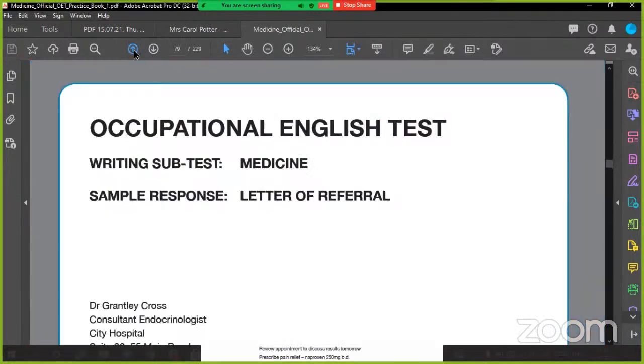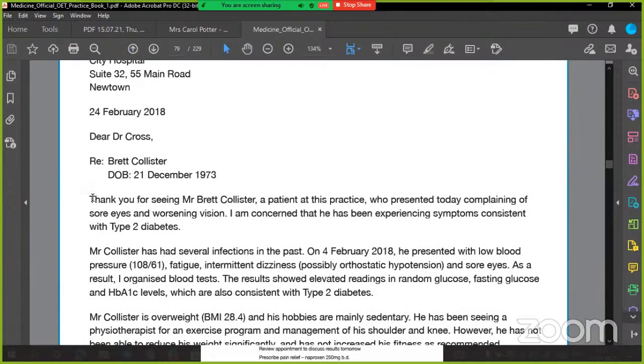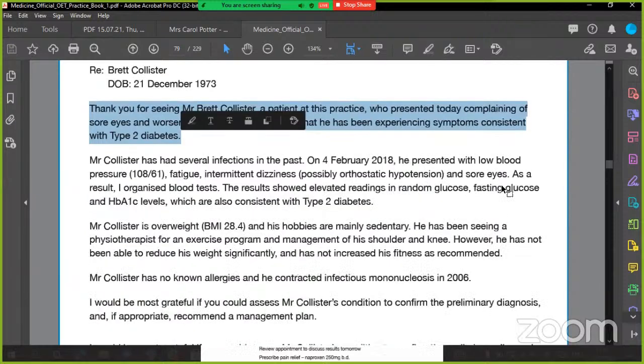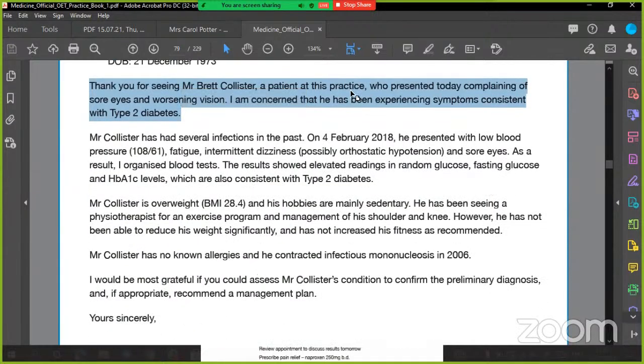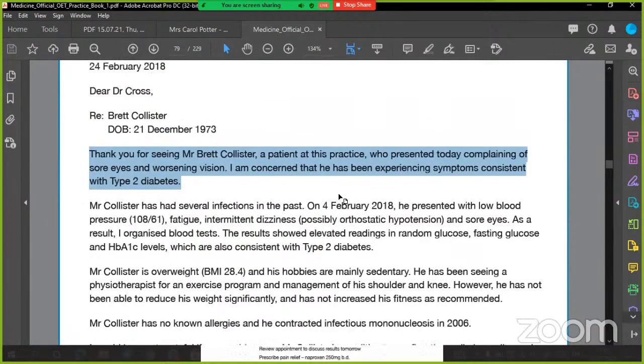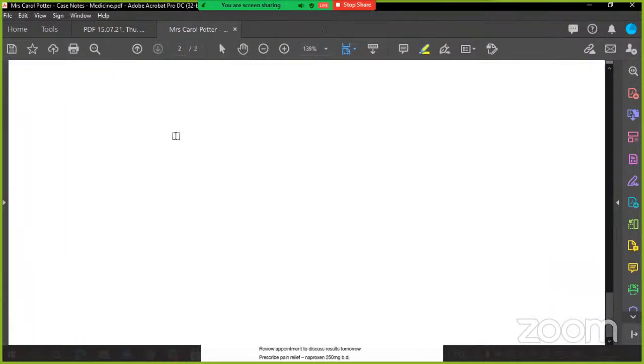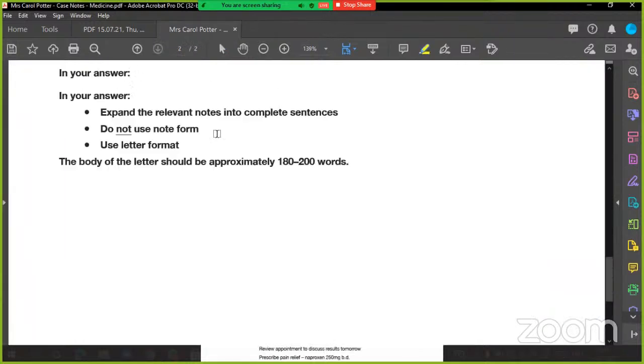See here, so simple. Like this, you can write. This is better. You have already written this letter. So 1, 2, 3, 4, 5 paragraphs like this. Thank you for seeing Mr. Brett Collister, a patient at this practice who presented today complaining of sore eyes and worsening vision. I'm concerned that he has been experiencing symptoms consistent with type 2 diabetes. Like that, any 2 sentences you write, that will be fine for you. Okay. I'm closing this now. So this is the way you can present.